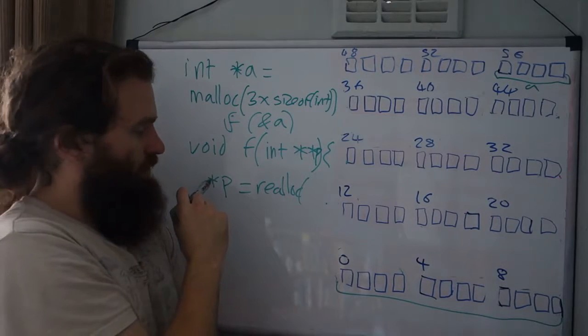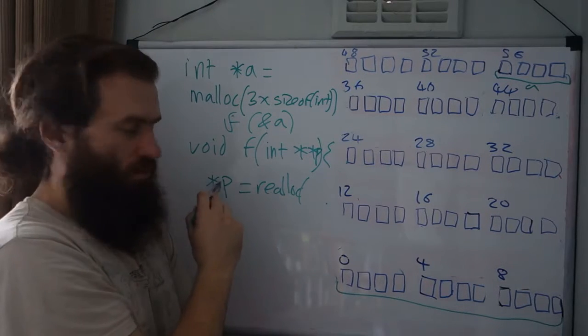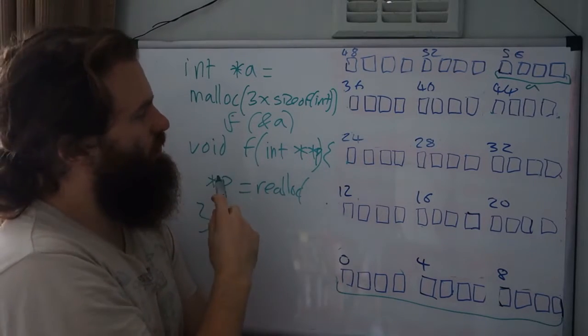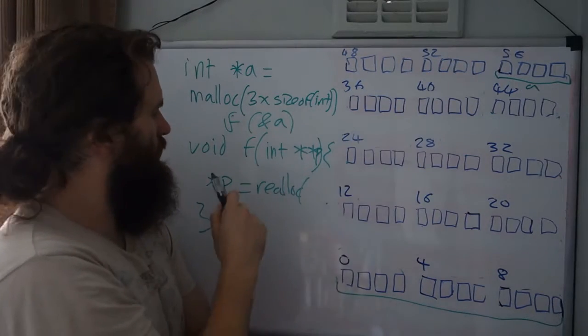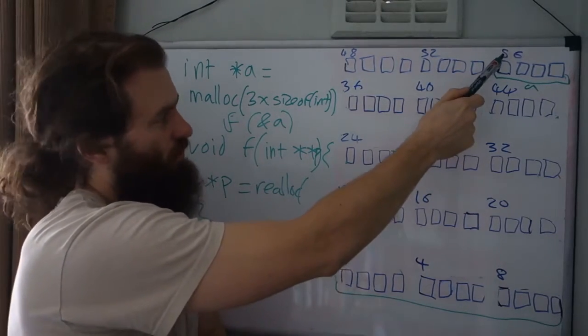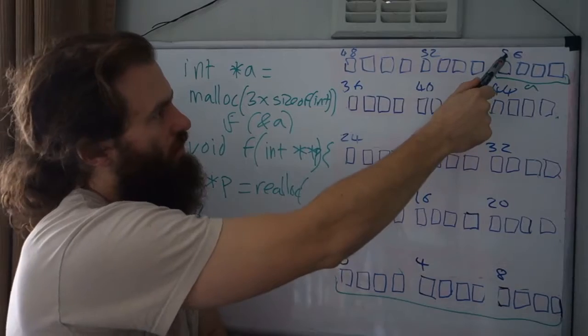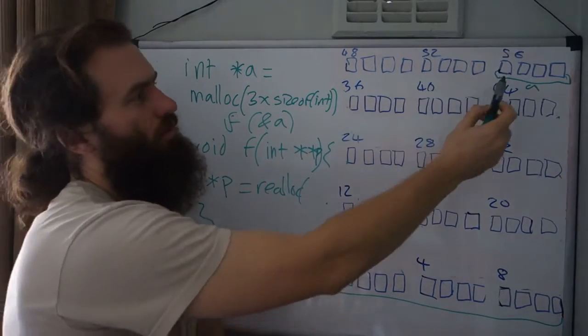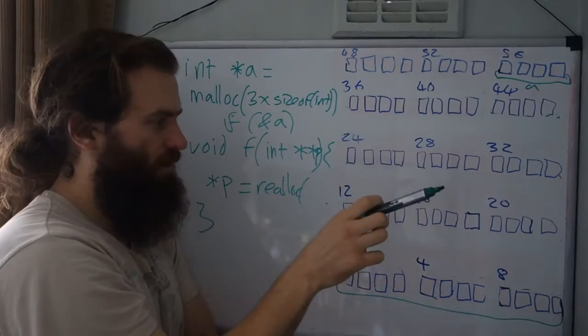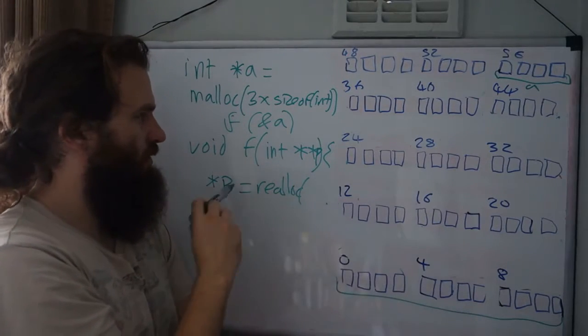The value of p equals realloc. So you would go to the address that p points to, and p is now pointing to 56, right? Because we took the address of a. And then we change the value of it, what's stored in there, which is the memory address of our array.